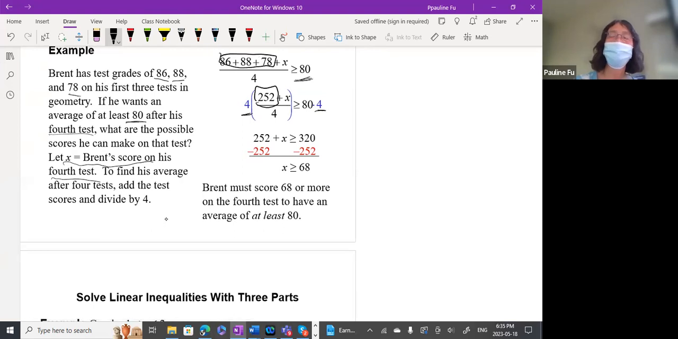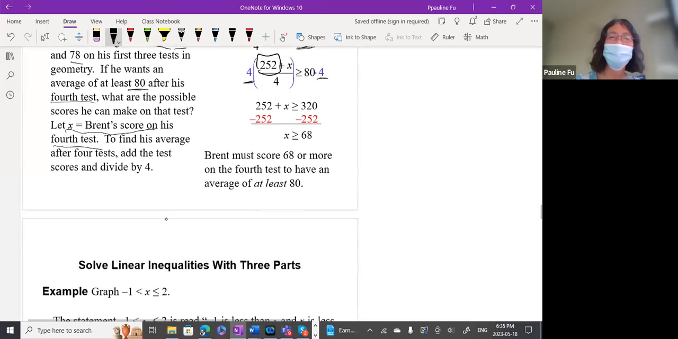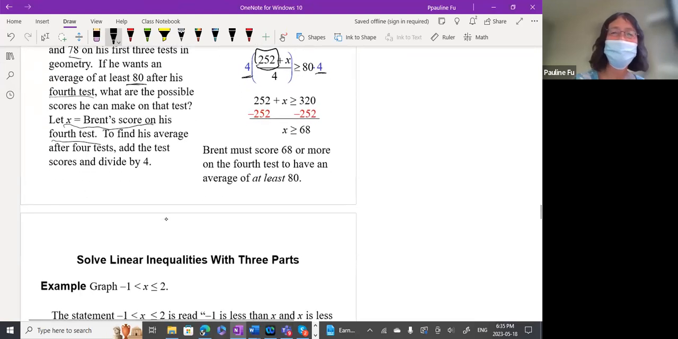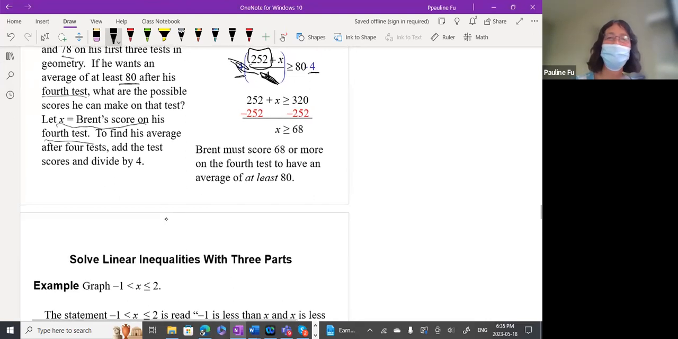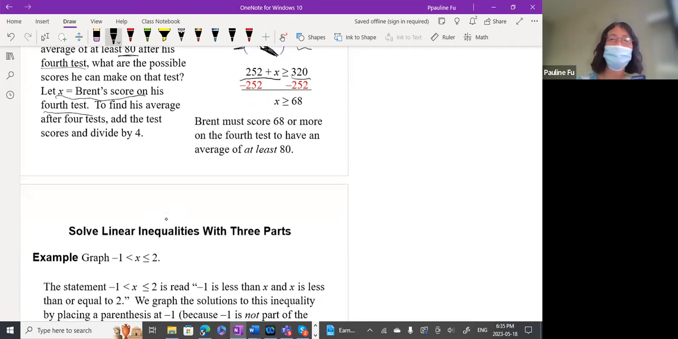Is it to get rid of the denominator? Yeah, to get rid of the denominator. Okay. So after that, this four cancels with this four. And the left-hand side, you just have 252 plus X. Right-hand side, 80 times four, 320. Okay. So 252 plus X greater or equal to 320.